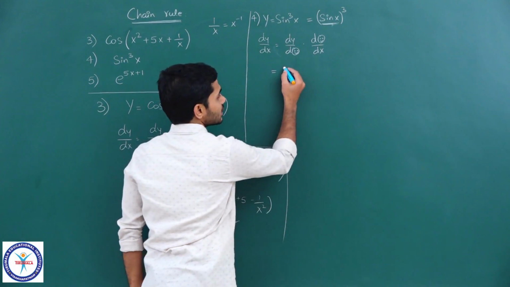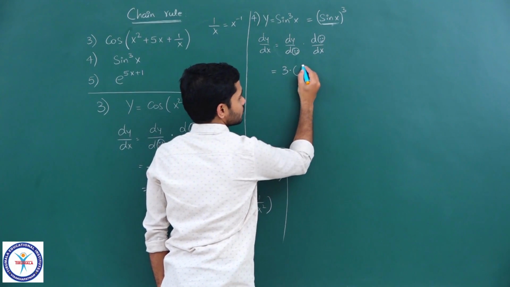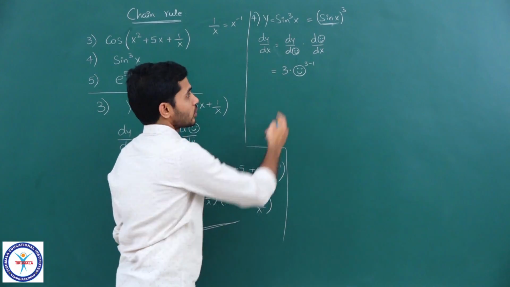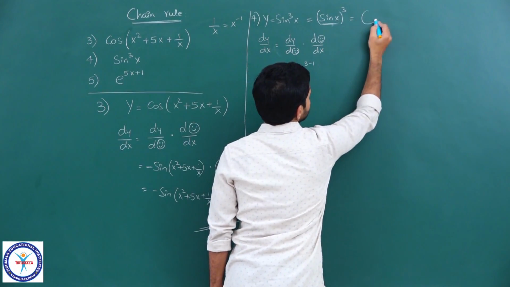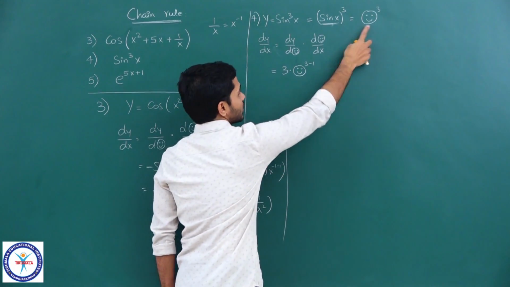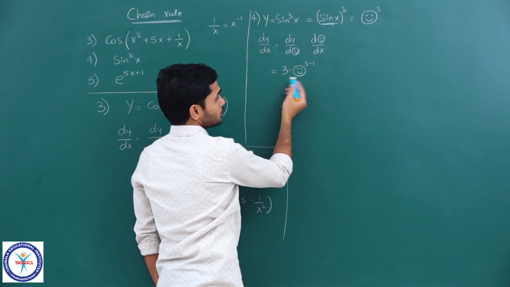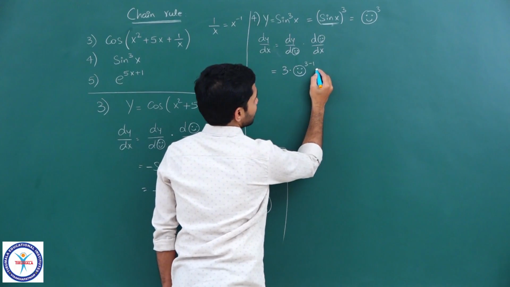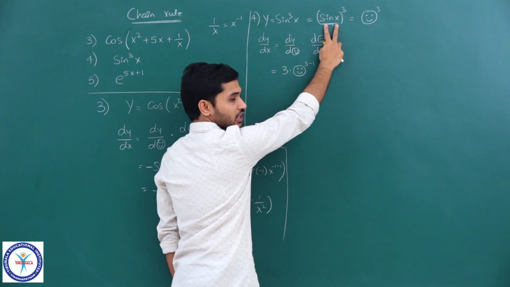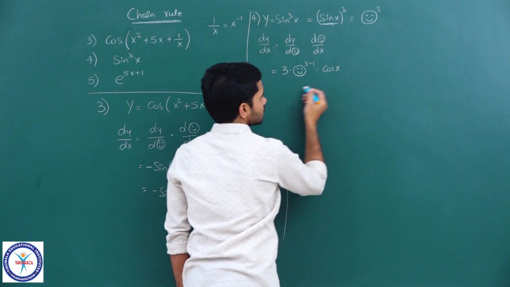What is the value I will be getting? 3 comes to the front, smiley power 3 minus 1, correct. What I have done here is I am understanding this as smiley cube, right. First I am differentiating that with respect to smiley, then smiley with respect to x. Let us do the next part. Now I have to differentiate smiley with respect to x. If I differentiate this with respect to x, you know the result, right. It is cos x. So, that is it. That is our answer.